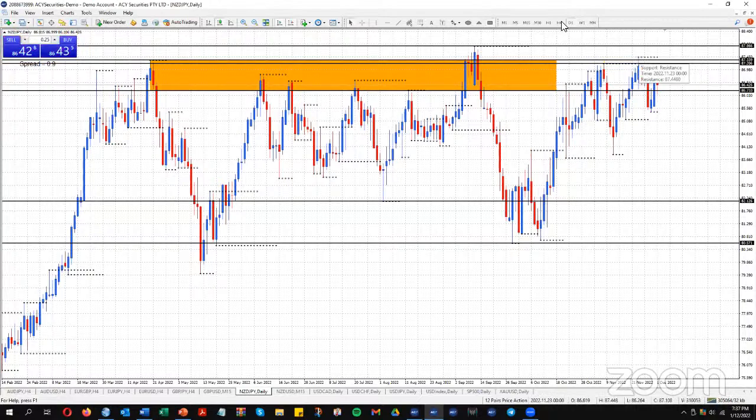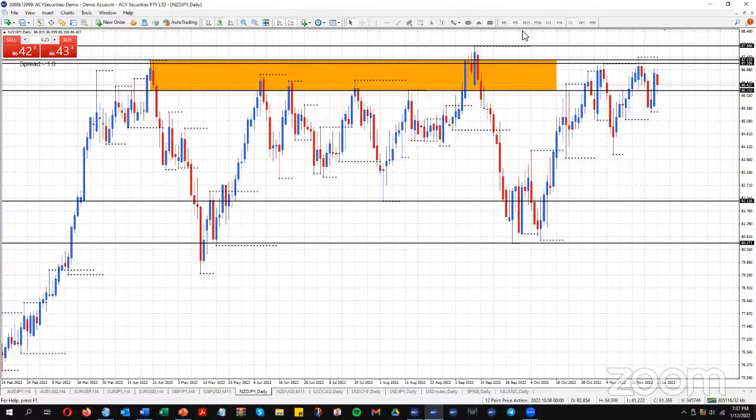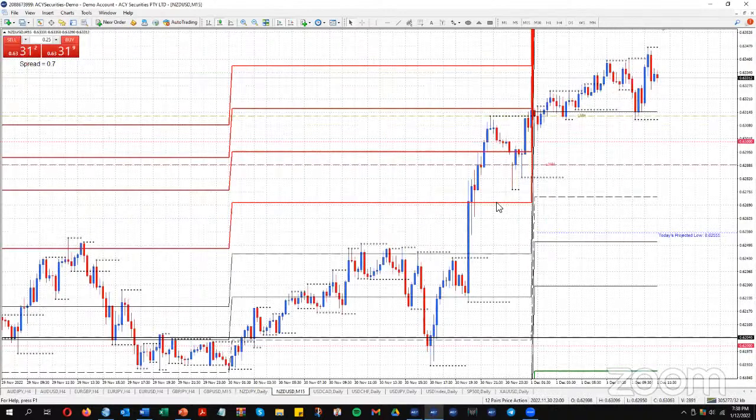I may have just lost the drawing. Let me try and draw it again. That whole area up there would be the area I'll be watching at the moment. If we can go higher up, are we going to fail there once more? It keeps failing there, so that's the level to watch for failure back to the downside. The New Zealand dollar is keeping its bullish structure at the moment.